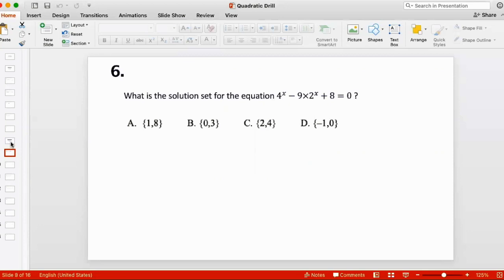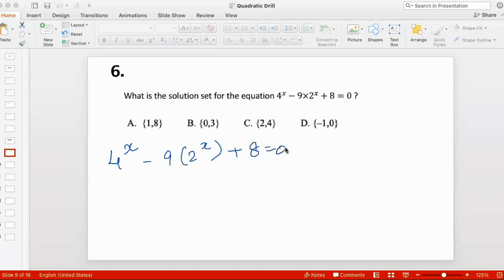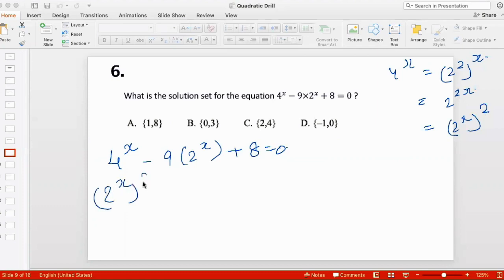What is the solution set for this given equation? Now, if you see this equation, we can write it as 4 to the power x minus 9 times 2 to the power x plus 8 is 0. And I can write 4 to the power x as 2 squared whole to the power x, which is 2 to the power 2x, which can also be written as 2 to the power x the whole squared. So if I write it as 2 to the power x the whole squared minus 9 times 2 to the power x plus 8 is 0.